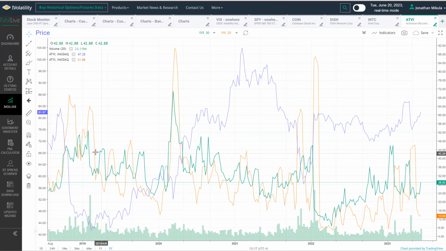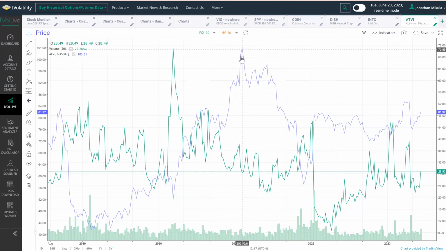We can go 5 years back on these different data points, which is fantastic. The other thing you could do is you can always simplify the view. So if you got rid of historical volatility and you just had implied volatility, what's beautiful about this is it shows you the inverse relationship.